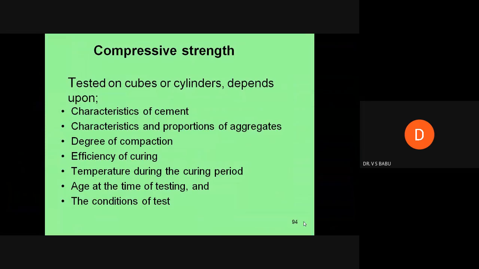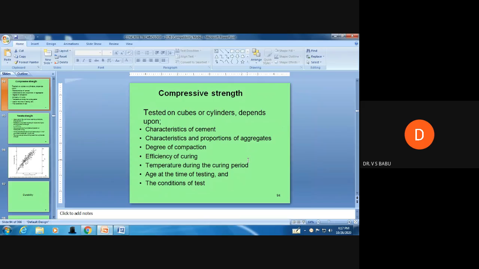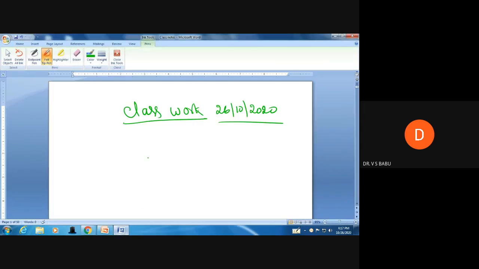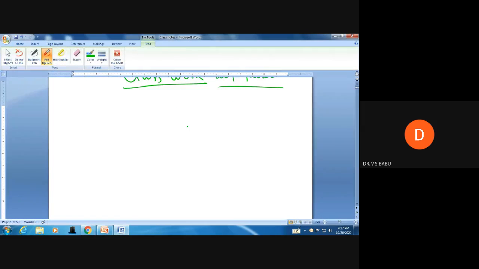Some workability properties. Now we will go to the compressive strength. The testing on the cubes and cylinders depends upon the characteristics of the cement. Generally, we will conduct the compressive strength test on the cubes and cylinders as well. Suppose you are applying the compressive strength test, this is the cylinder.